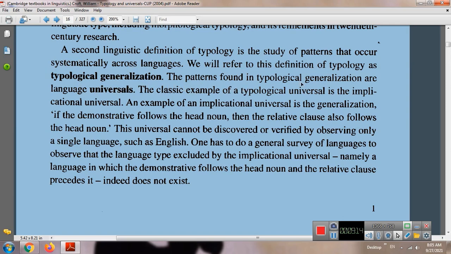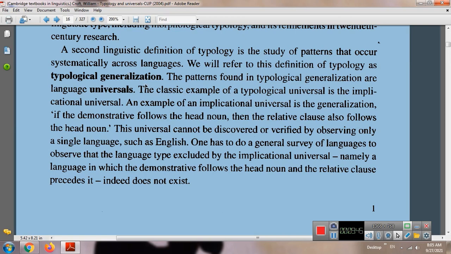The patterns found in typological generalization are language universals. All of them are important. The classic example of a typological universal is the implicational universal. An example of an implicational universal is the generalization.